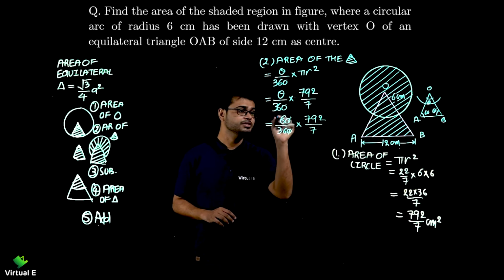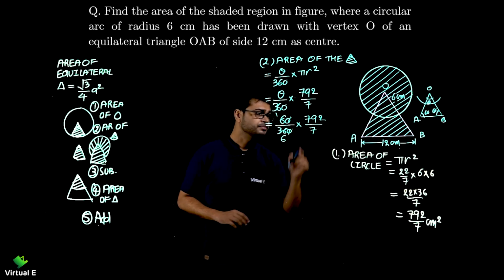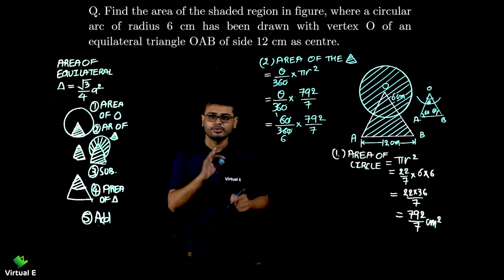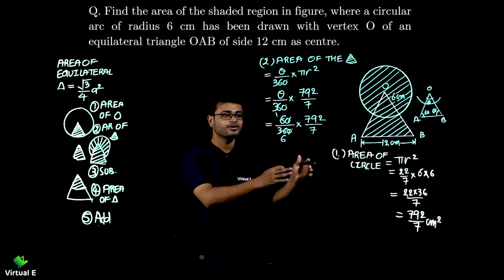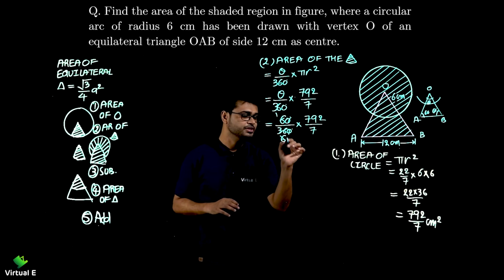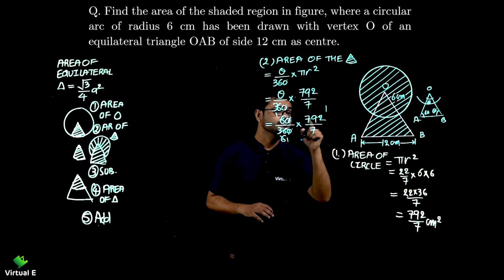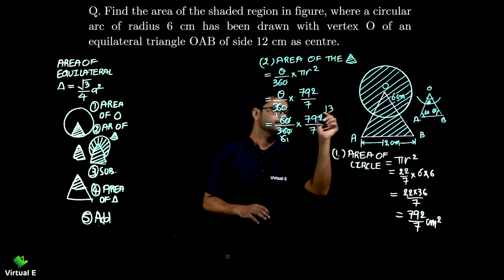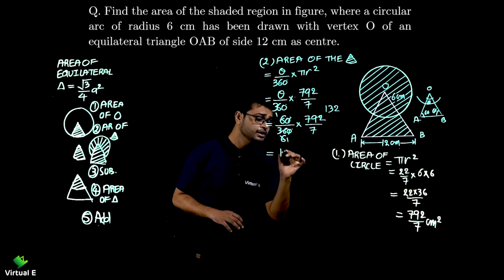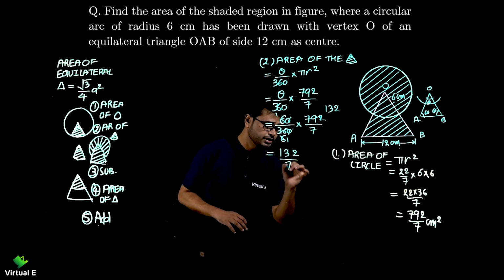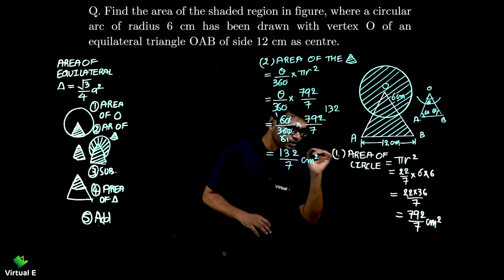6 1s are 6, and 792 divided by 6 you can do. How? Because we already have 6 as a factor of this 792. Let's do it: 6 1s, then 1 9, that is 3s, then 1 2, that is 2s. So 132 over 7 centimeter square.